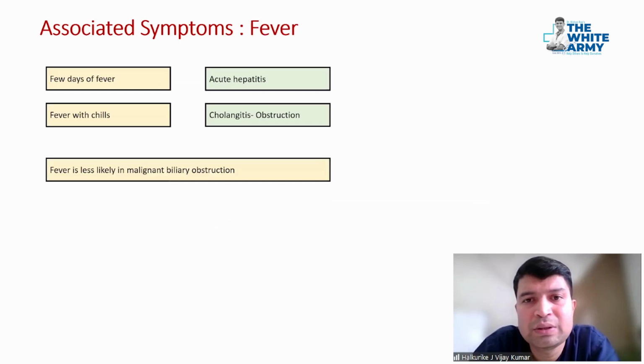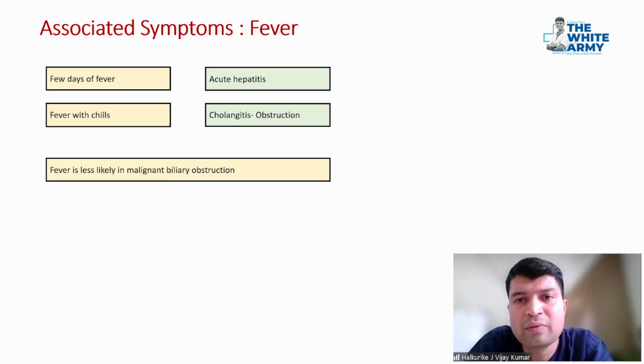Another important associated symptom is fever. Fever is very, very important when a patient comes to us with jaundice and other symptoms. Two days of fever is a feature of acute hepatitis. We all know that fever lasting for 3 to 5 days may be part of the prodromal symptoms in case of viral hepatitis. Fever with chills is another important thing.